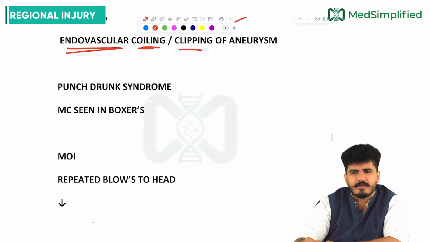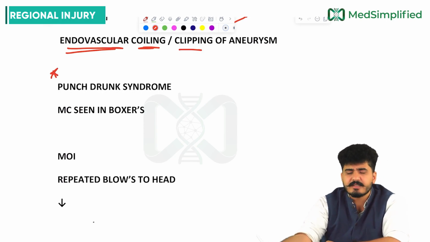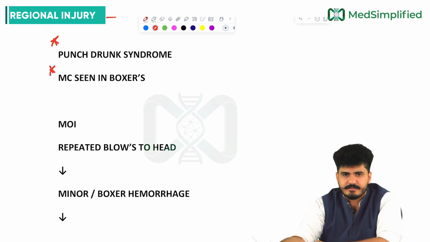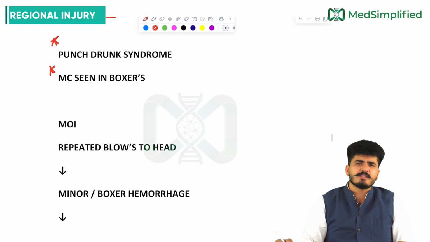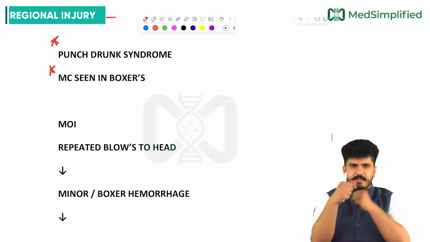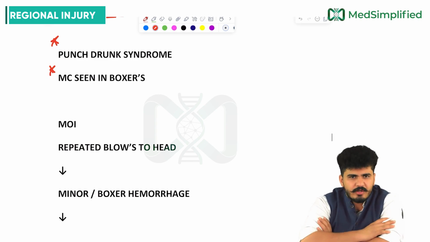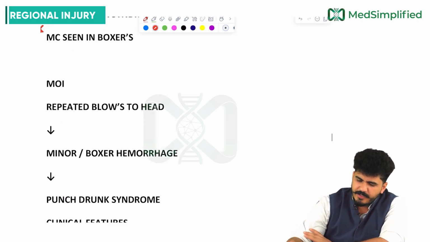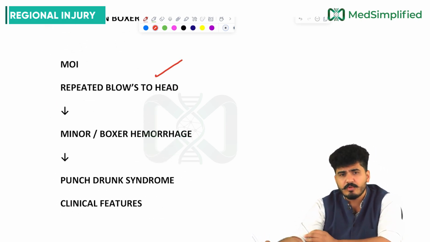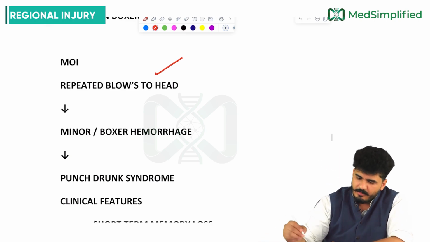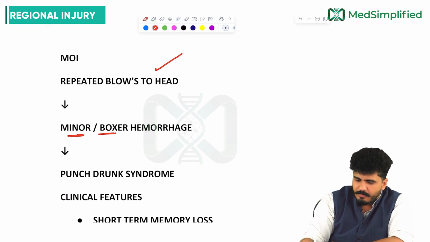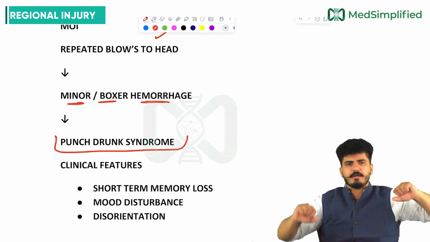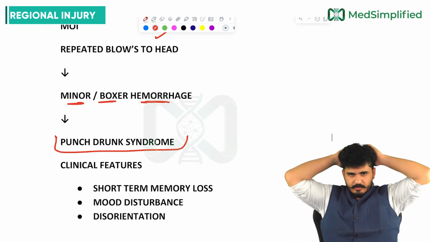Now another thing which we are going to discuss right now, sir, is punch drunk syndrome. Punch drunk syndrome is most commonly seen in boxers. Boxers are most common; otherwise, in alcoholic patients who are fighting, in them also you are going to see punch drunk syndrome. So what is the mechanism or mode of injury? Repeated blows to the head. There will be minor, or you can say boxer's, hemorrhage happening. Then it will lead to punch drunk syndrome. Repeated blows are happening, then it will lead to bleeding inside the head.